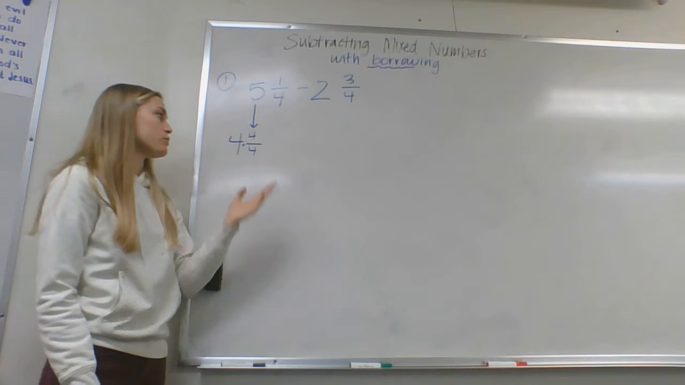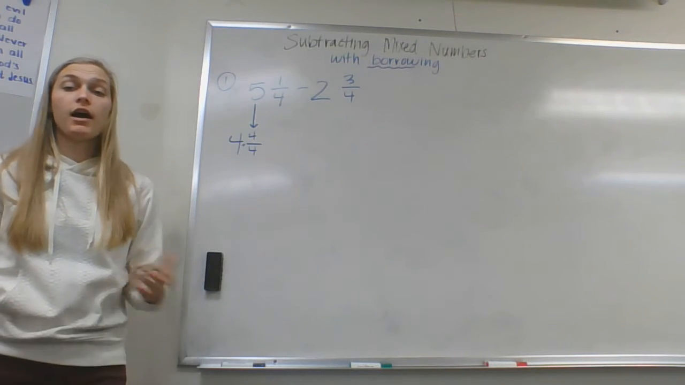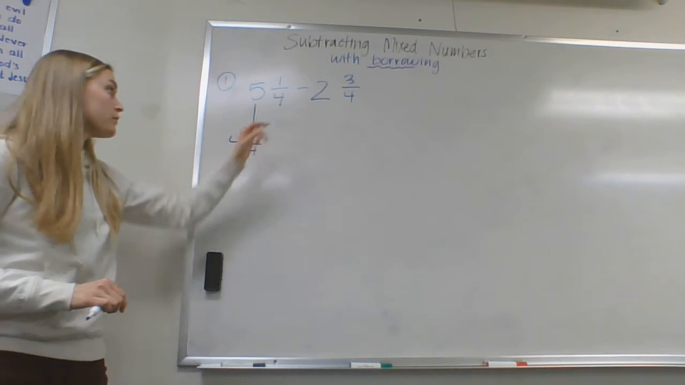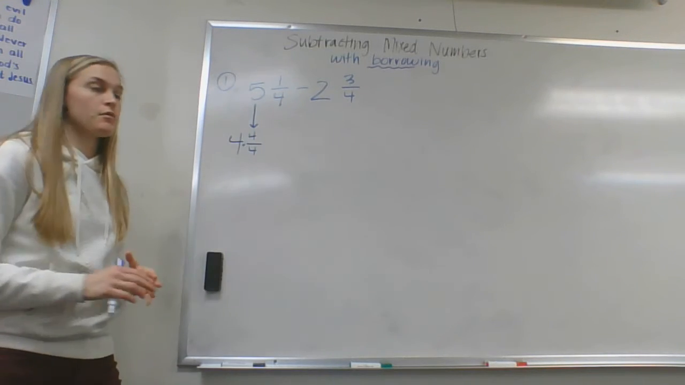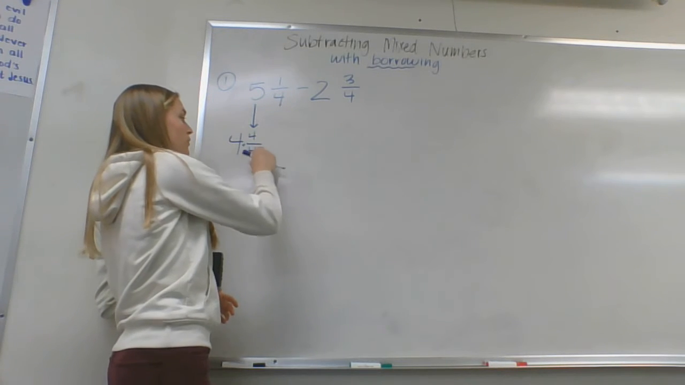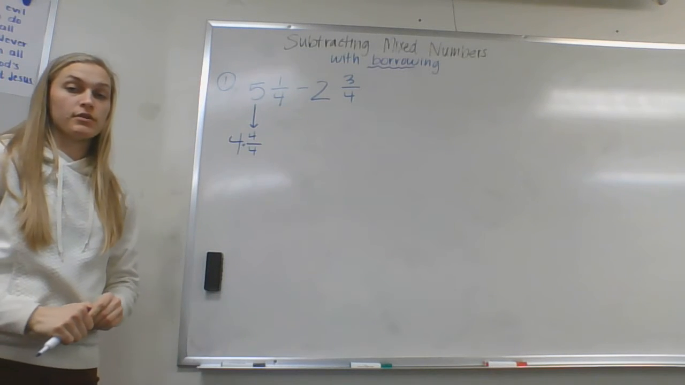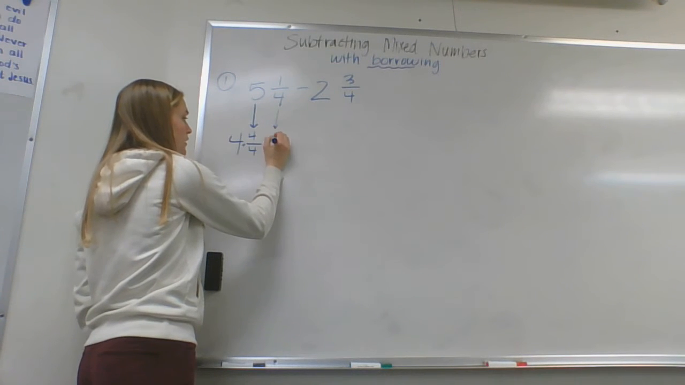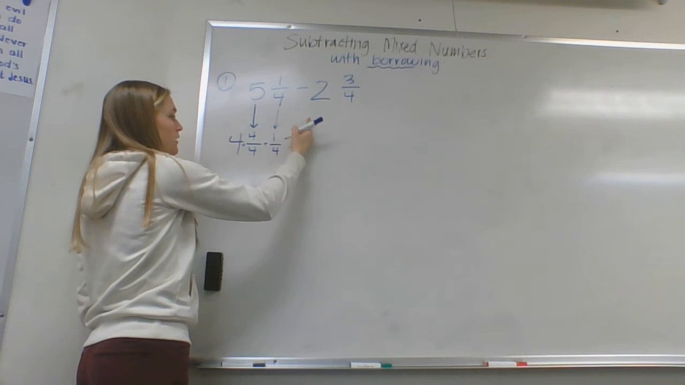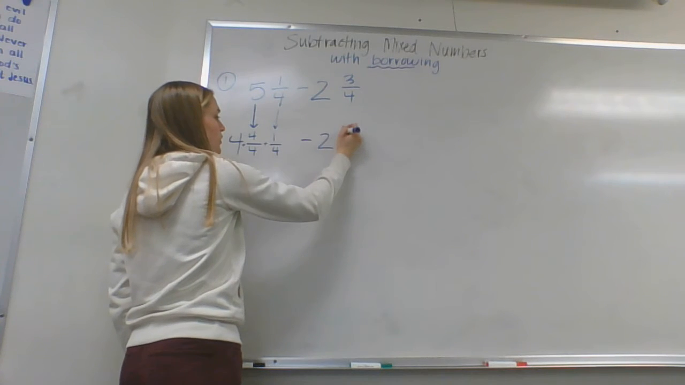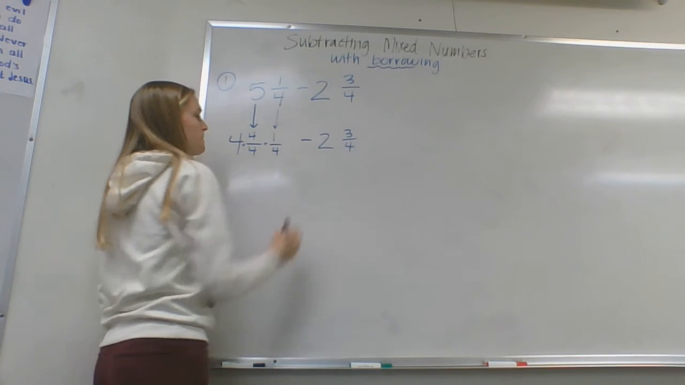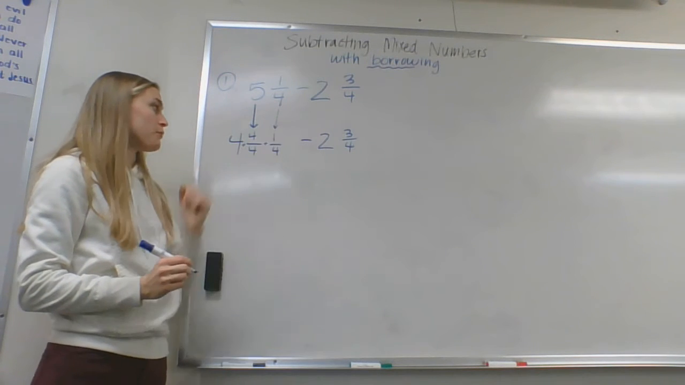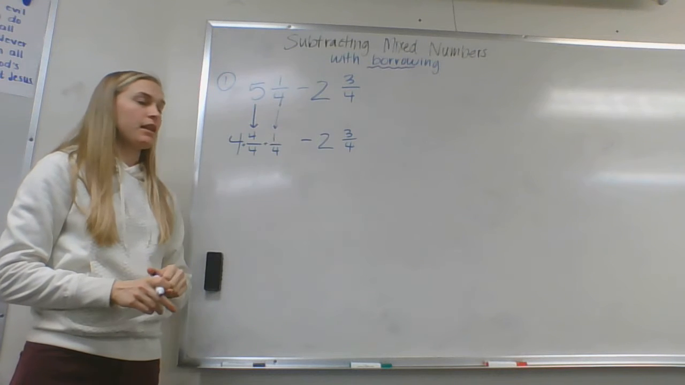Now why did I choose 4/4? Well, we want some more fourths, right? So we can take away 3/4. We only have 1/4 right there, but we want more. We want enough to take away 3. So I made these fourths, 4/4, which equals 1. And we still have our 1/4. And we're still trying to take away 2 3/4. Okay, so we have 4 plus 4/4 plus our 1/4. And we're taking away that.